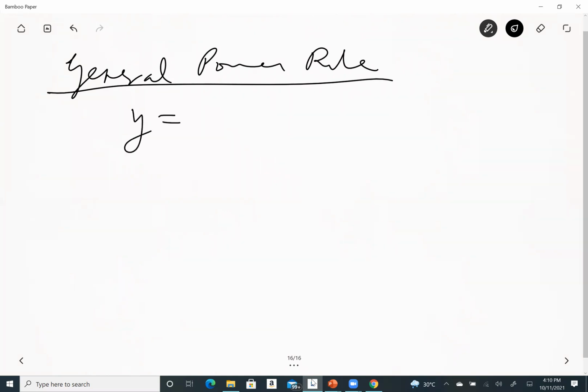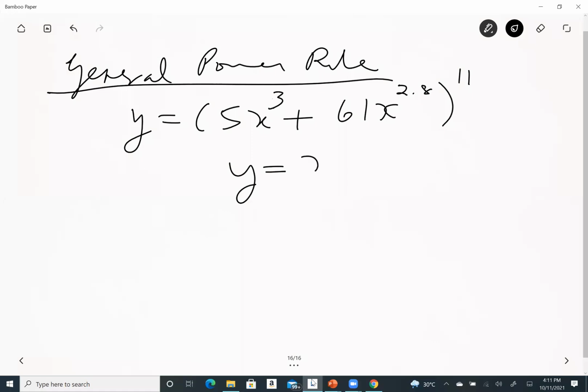Let's say I have y equal to 5x to the power of 3, okay, plus 61x to the power of 2.8. Okay, everything raised to the power of, say, 11. So we have something like this. Okay, it's not the simple x that we used to have earlier. Earlier you have only x to the power of 11. Or, you know, the most is you have y equal to 24x to the power of -6, something like that.